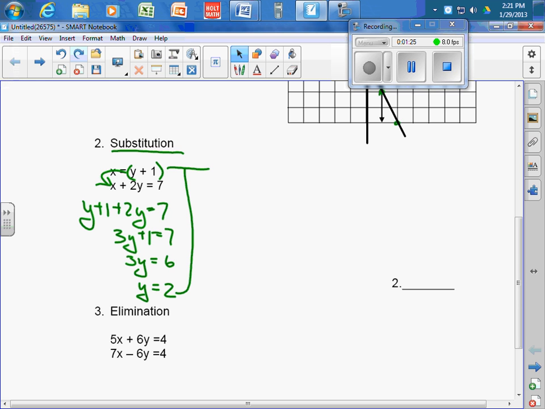Take that 2, put it back into the parentheses that you made earlier, and then you get 2 plus 1 is 3, so x is equal to 3. You get the point 3, 2.